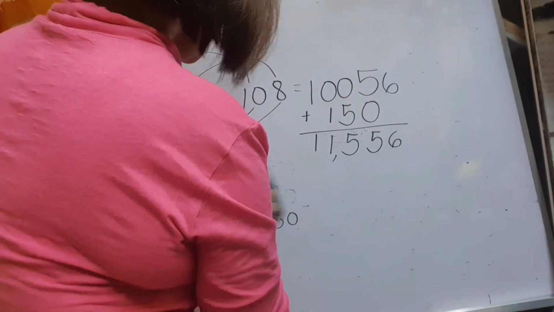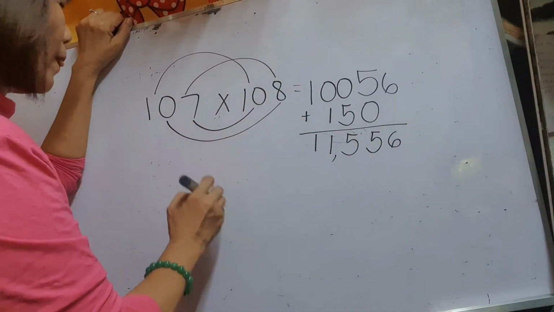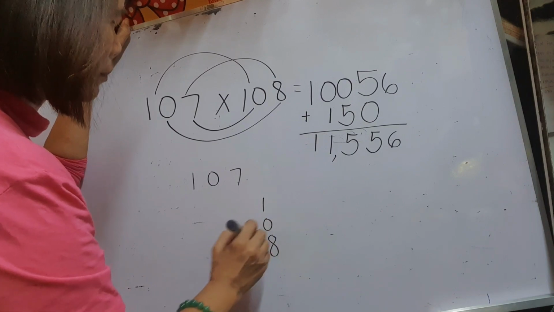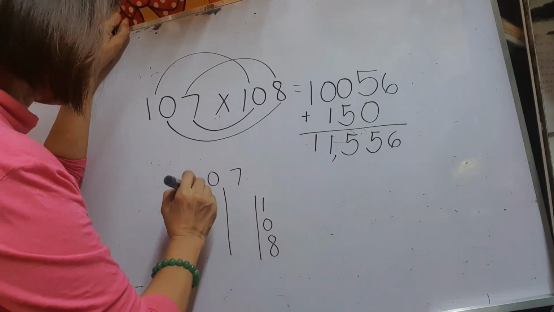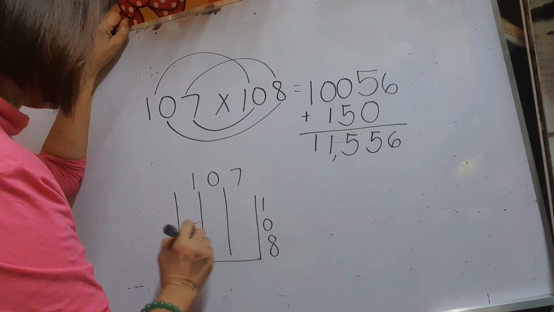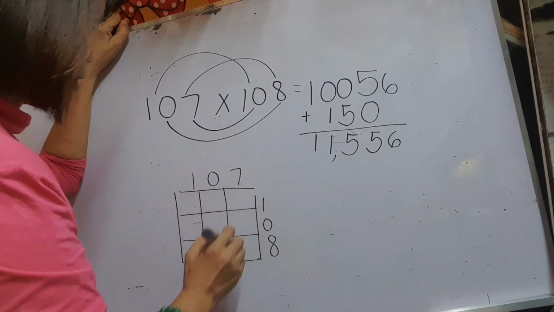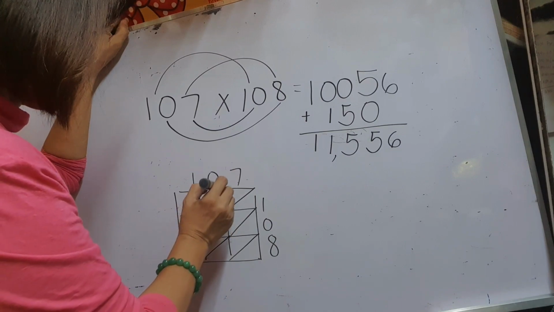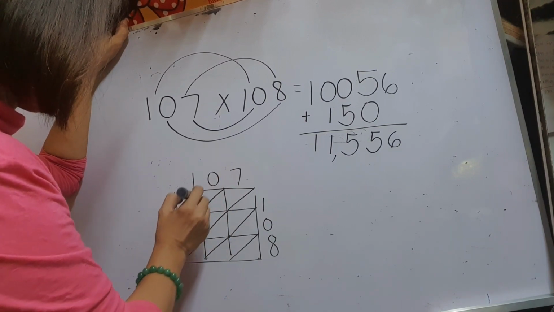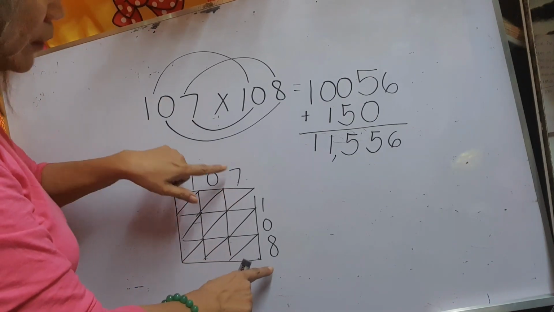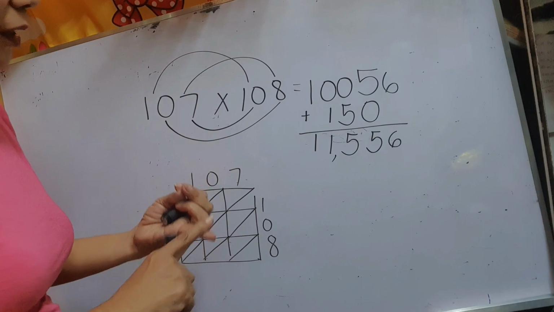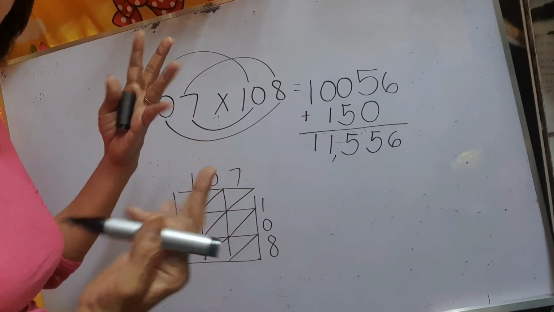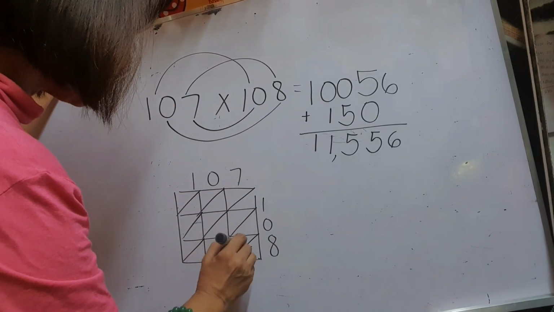Okay, so tingnan natin ngayon. Let's try this one. Okay, so this is now 107 times 108. Okay. And this one. Okay, so here we have 7 times 8. Sabi natin is 7, 14, 21, 28, 35, 42, 49. This is 56. Okay. So, lagyan natin dito yung 56.